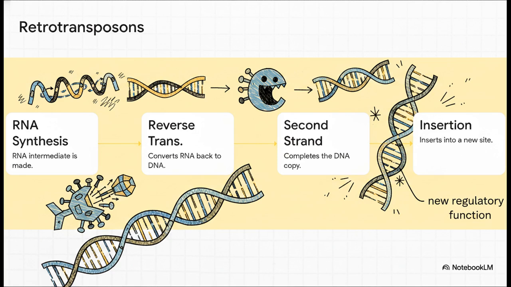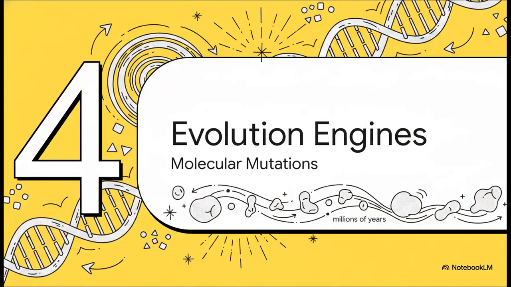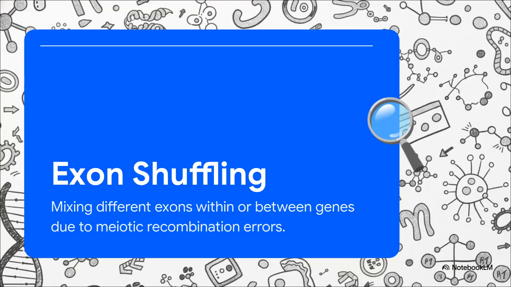Now, this jumping around can absolutely disrupt genes, but sometimes it provides crucial new regulatory functions that give an organism a major survival advantage. Let's jump to Section 4, molecular engines of evolution. So, it turns out that genetic errors can actually be highly creative.